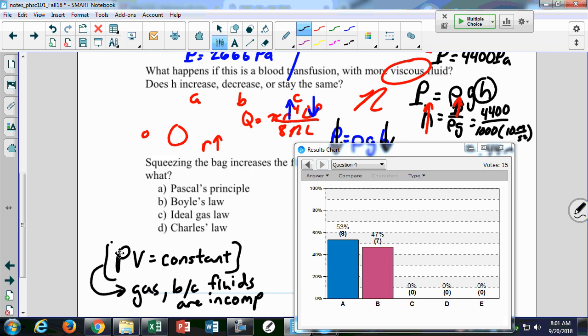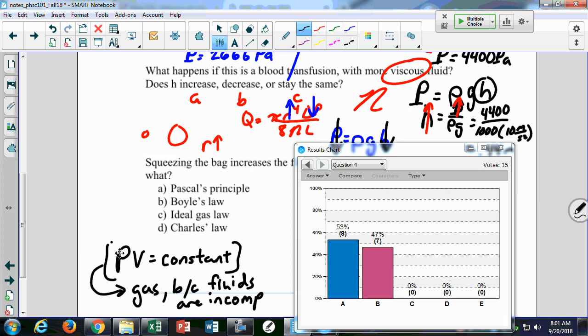No, I understand what you're saying, but that's the wrong reasoning, because the volume refers to the volume of the fluid. Now, when you squeeze the bag, the volume does go down because you lose some fluid, right? That's probably what you were thinking, right?